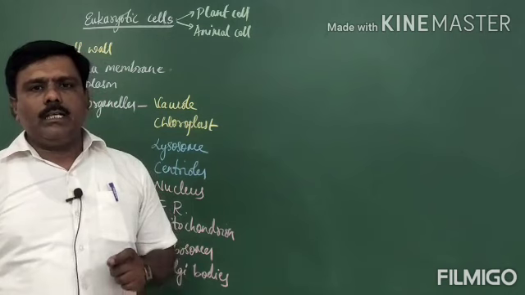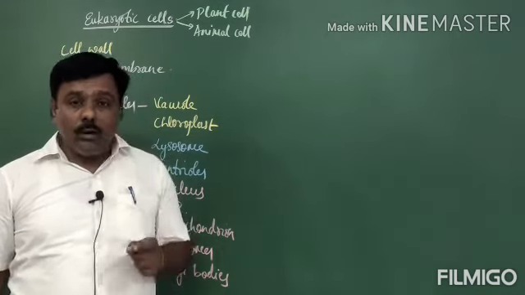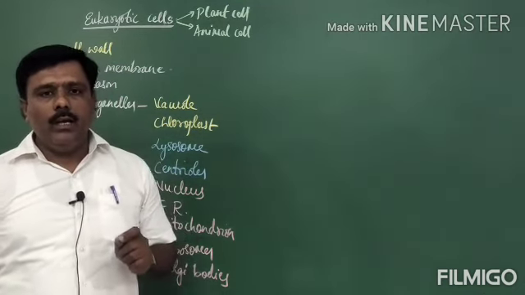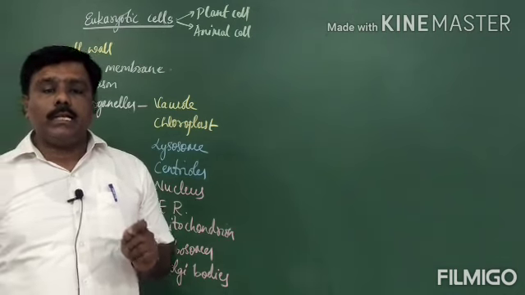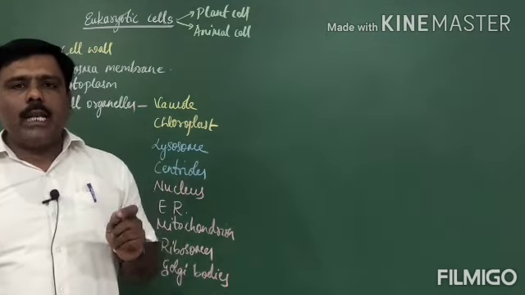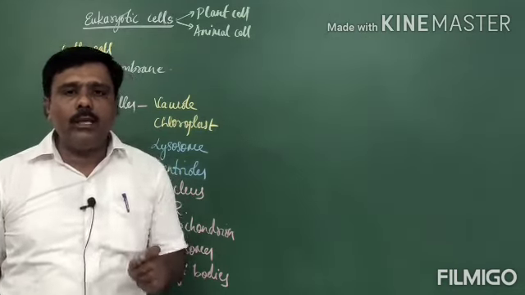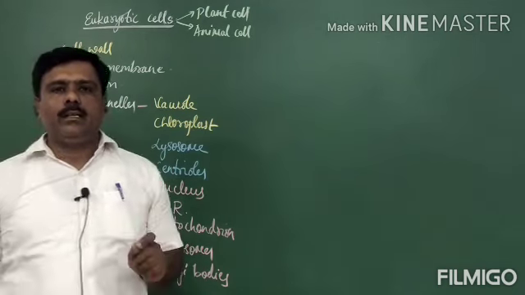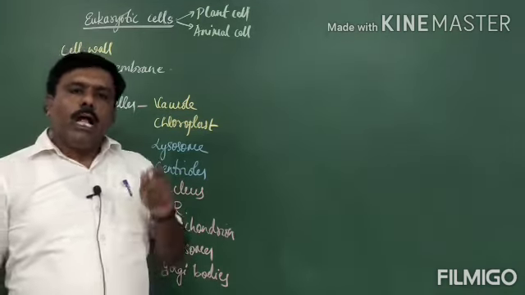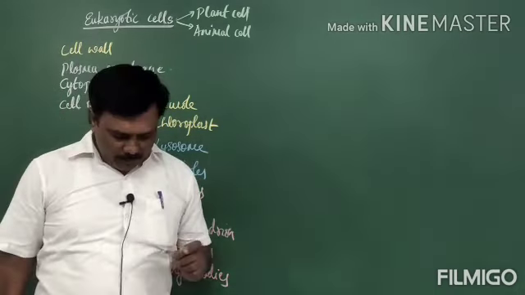In the previous class, we discussed the structure of a prokaryotic cell, where we studied a bacterial cell as a typical example. The prokaryotic cell differs from the eukaryotic cell in having primitive characters and primitive structures, isn't it? Let's study the eukaryotic cells.